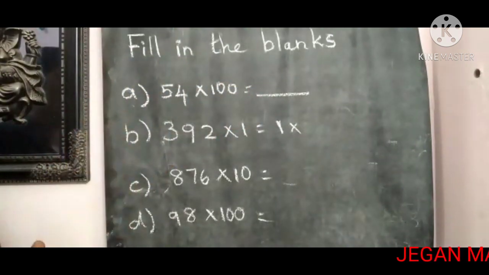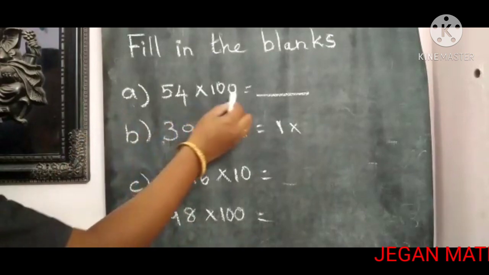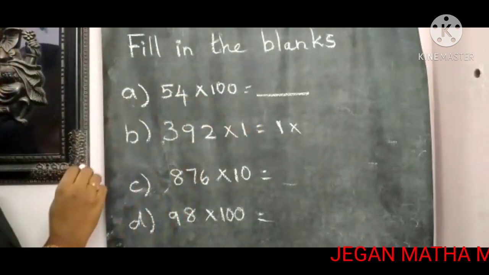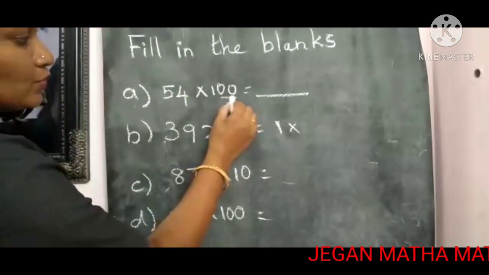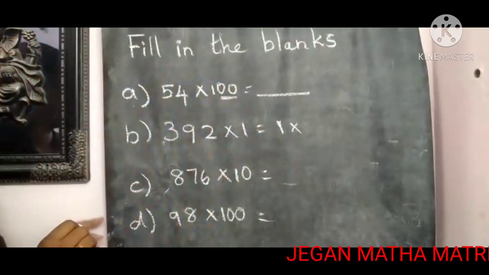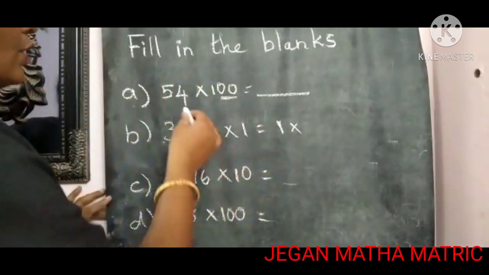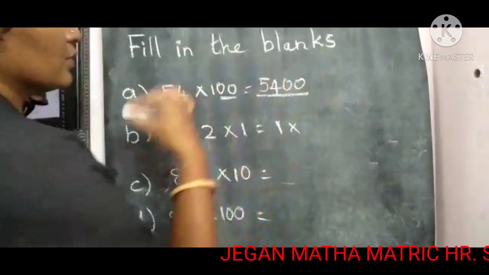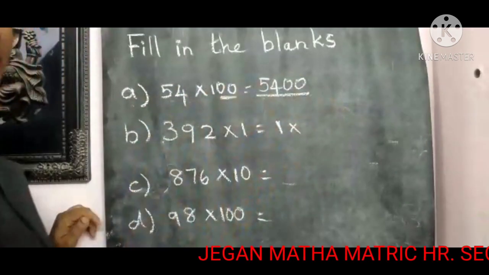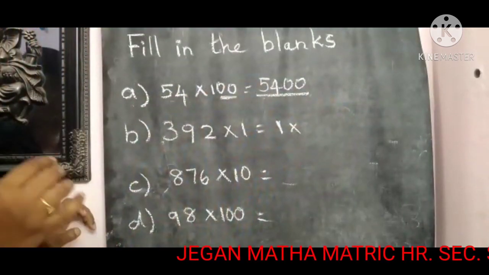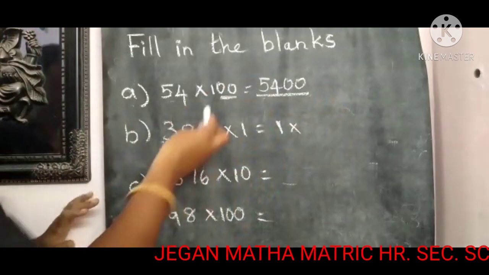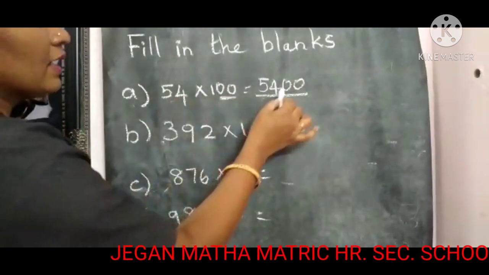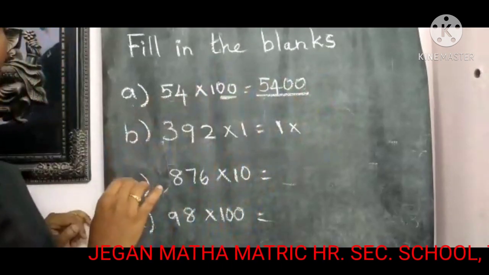First one, 54 multiplied with 100. 100 has 2 zeros, so write 54 and 2 zeros. So the answer is 5400. The short form: 100 multiplied with 54 means write the number and write 2 zeros.